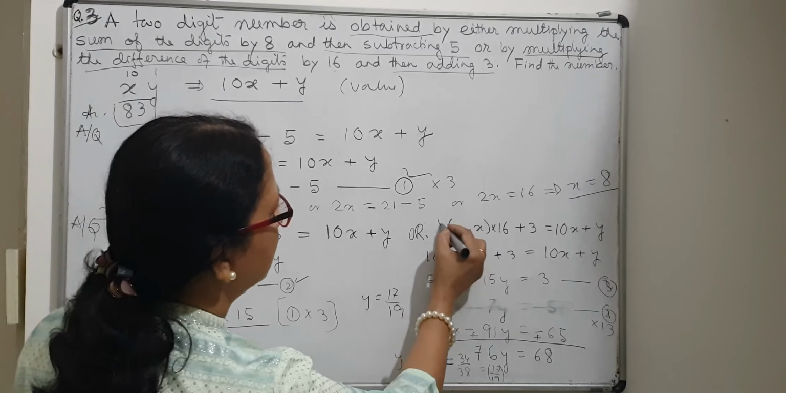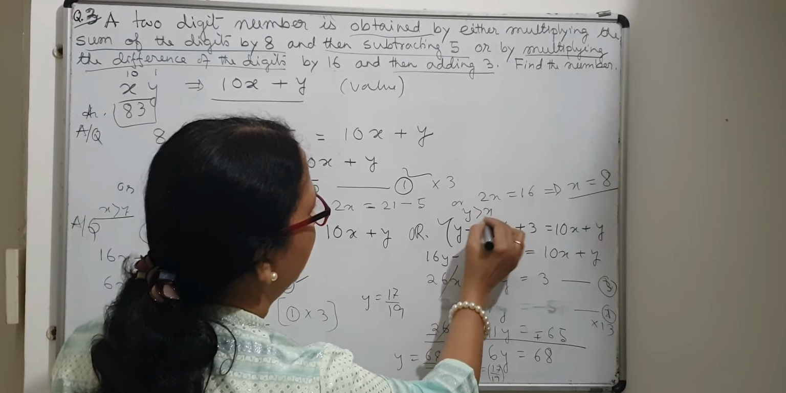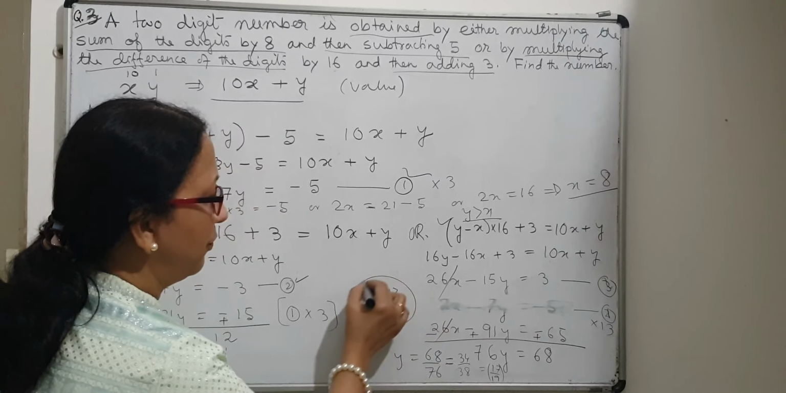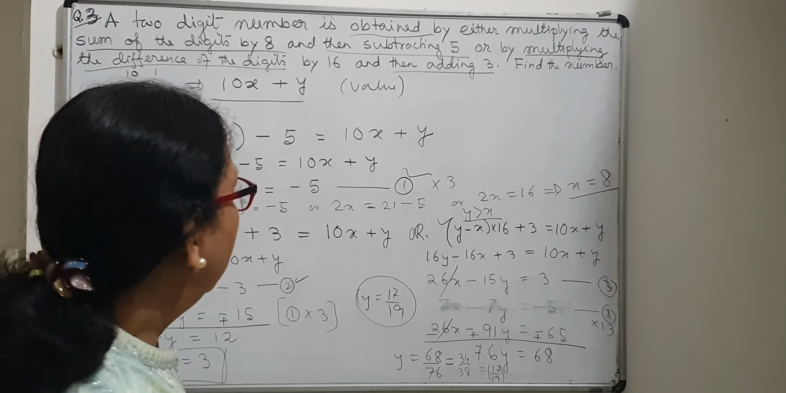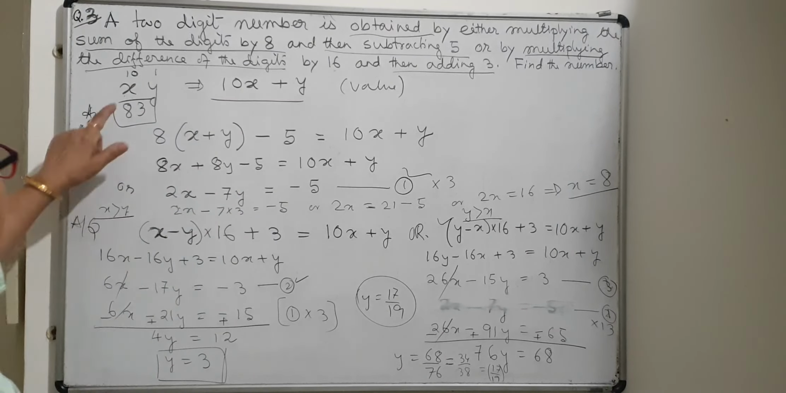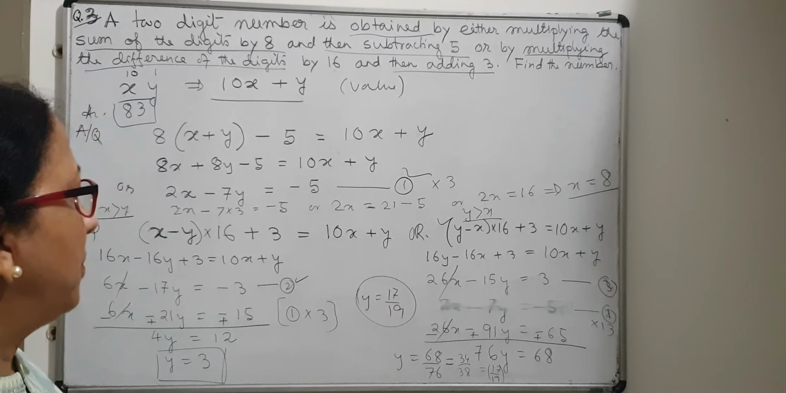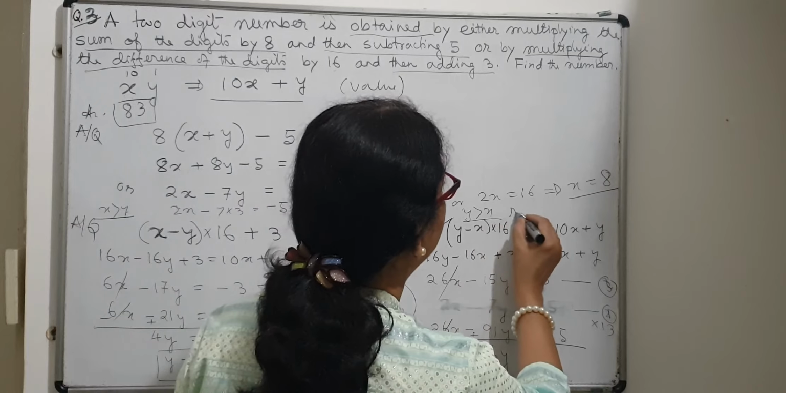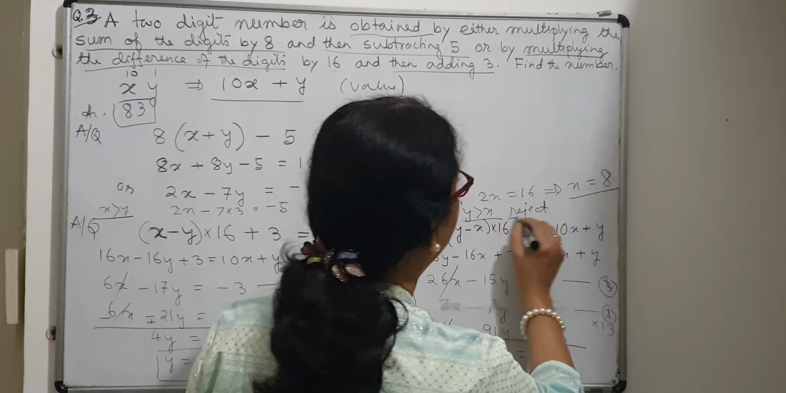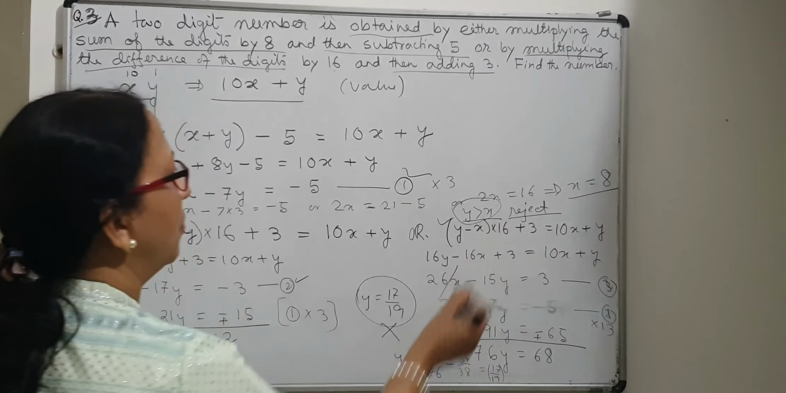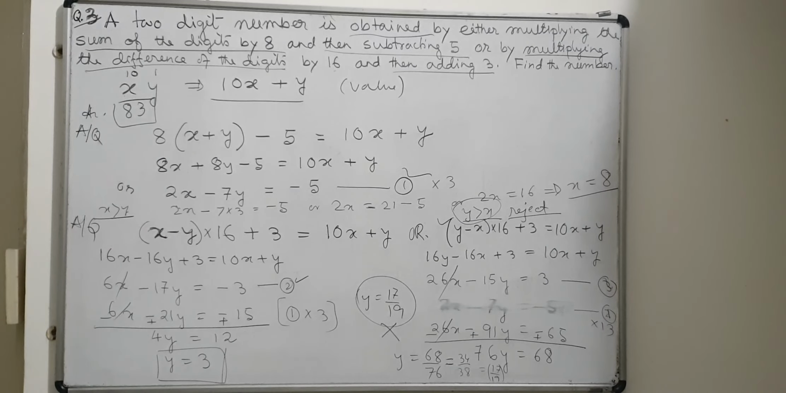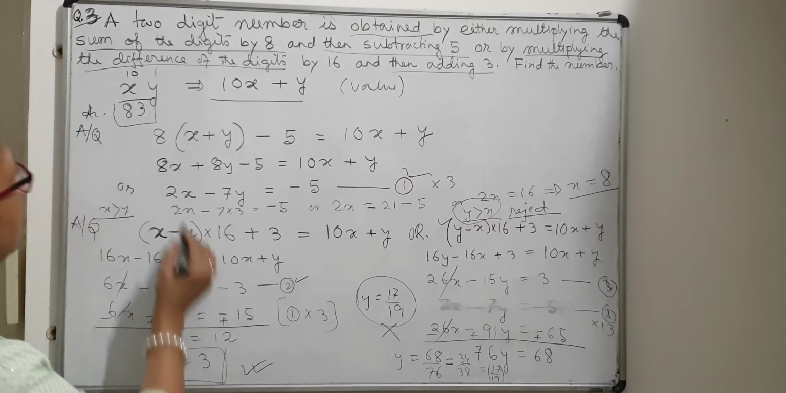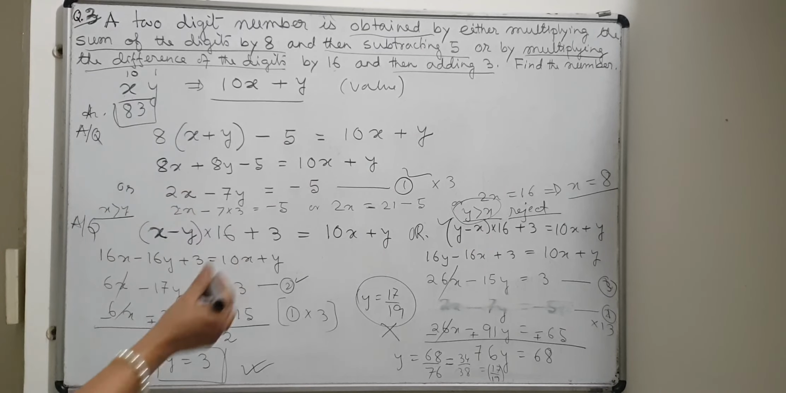If I consider this case, when y is greater than x, y comes out to be a fraction. Now we know that digits in a number cannot be a fraction. So we have to reject this. We don't take this. We have to rule out this one. This y cannot be greater than x. X has to be greater than y. So we take this as the solution. So this is the answer, 83.